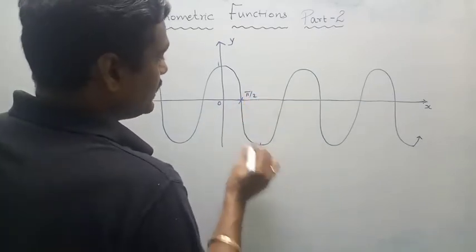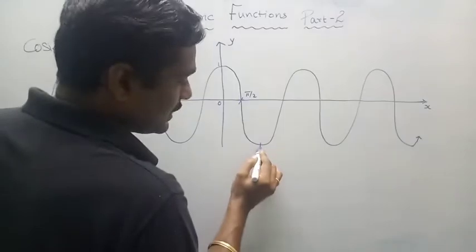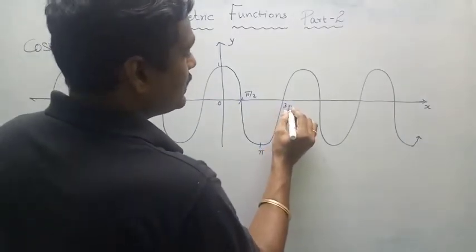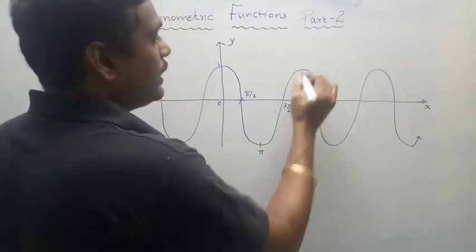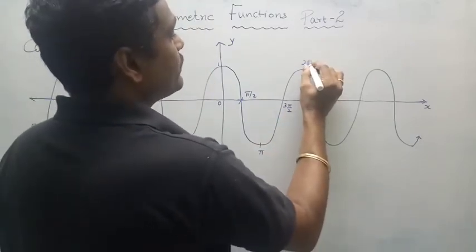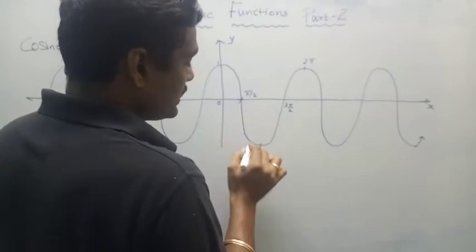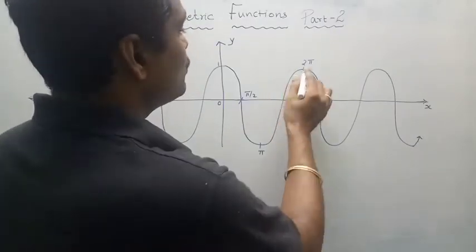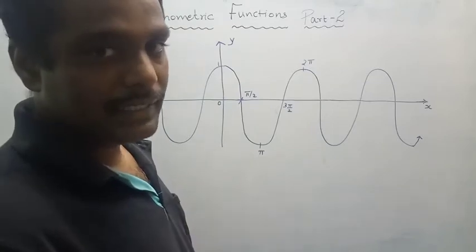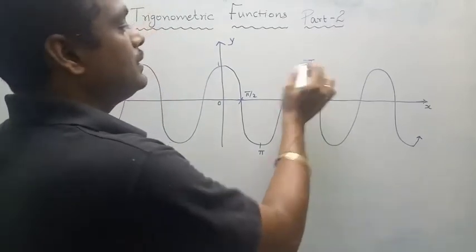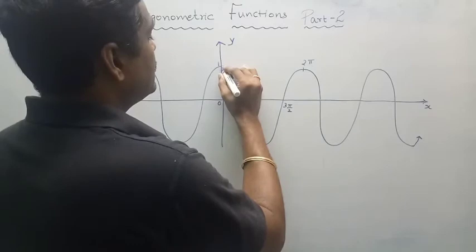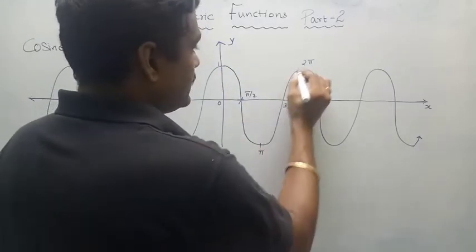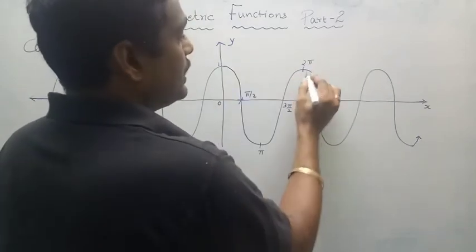This is 180 degree. This is 90 and this is another 90. So 90 plus 90 is 180. Another 90 gives 270, which is 3 pi by 2. And this is 2 pi. This is 90 plus 90 plus 90 plus 90. 4 times 90 gives 360, which is 2 pi, where pi is 180 degree, 2 into 180 is 360. So this is one cycle, from here to here.